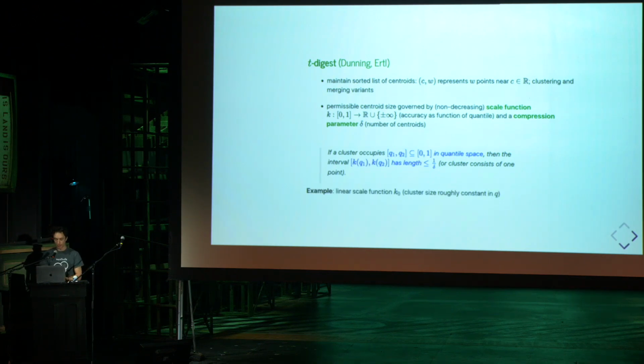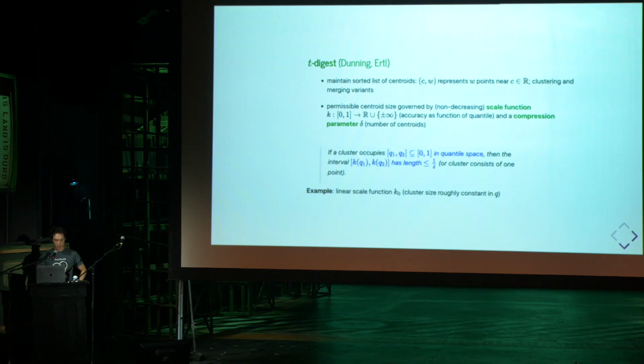So in the case where you have a linear scale function, you're basically asking for the cluster size to be constant in Q, and that corresponds to the original epsilon approximate condition, where you ask for 1% error in quantile space everywhere in the distribution.